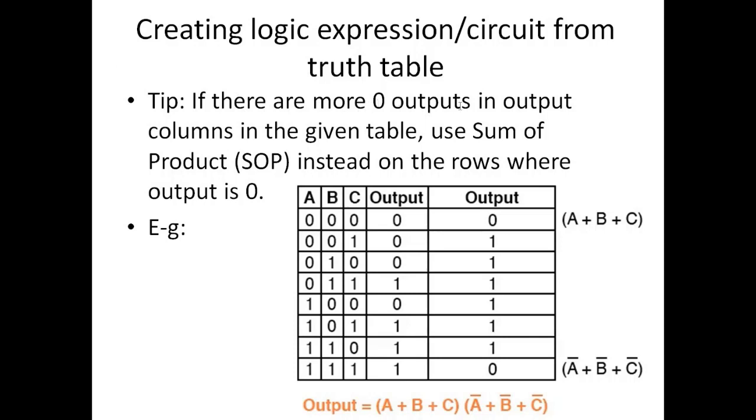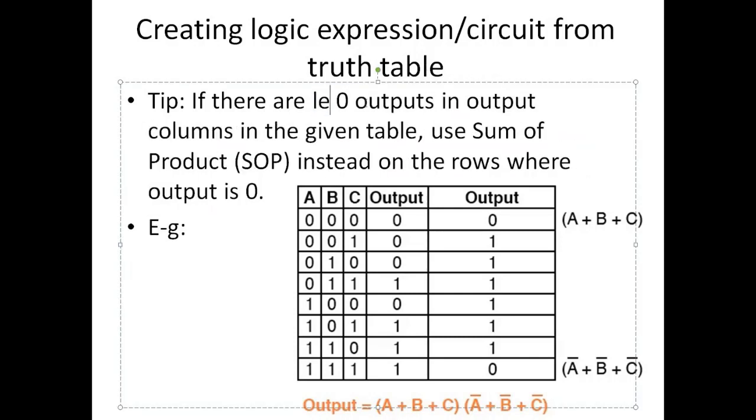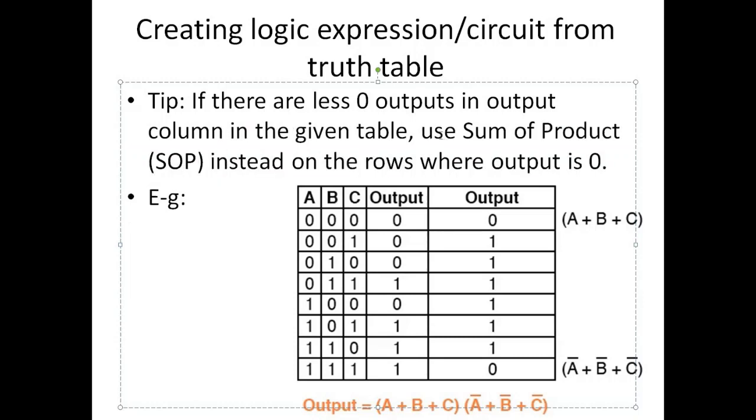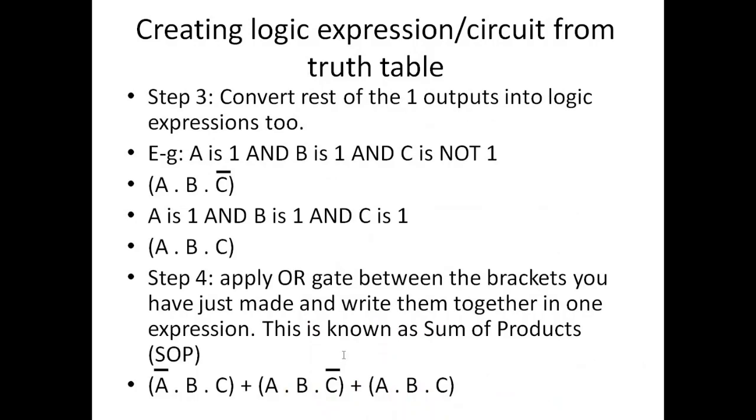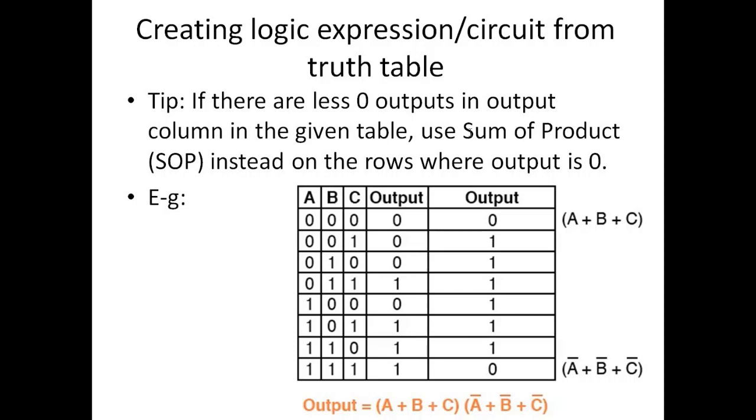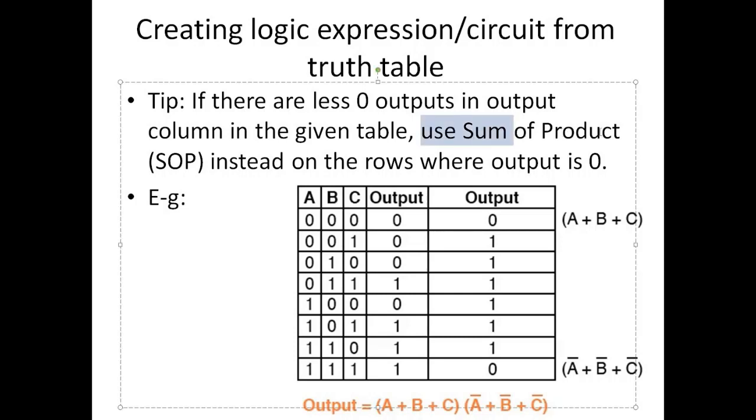If there are fewer 1 outputs in the output column of the given table, then we use sum of products, and otherwise we use product of sums.